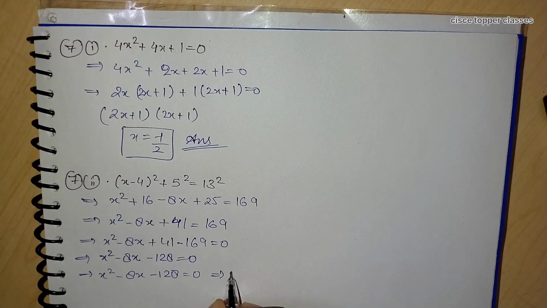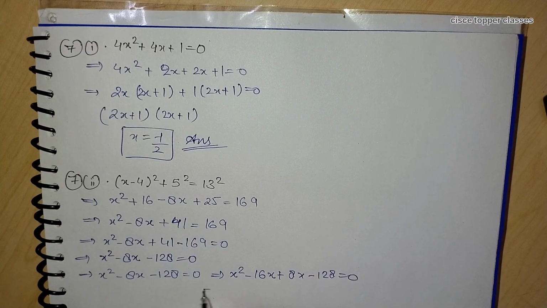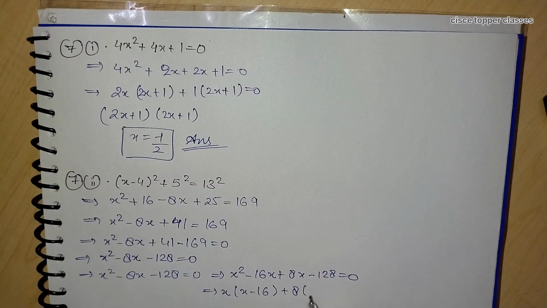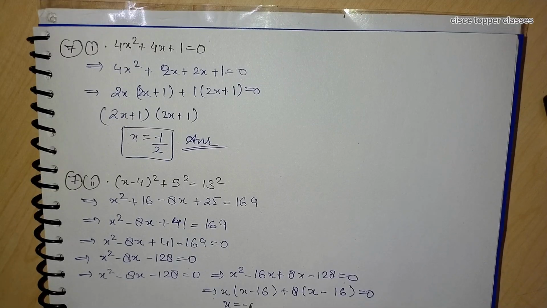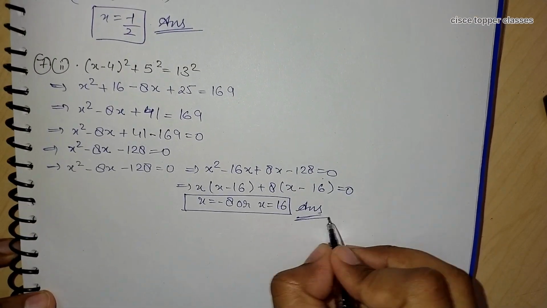So here we can write as x square minus 16x plus 8x minus 128 equal to 0. So x is common, x minus 16 plus 8 common, so x minus 16 equal to 0. x is equal to minus 8 or x is equal to 16 is the final answer here in this question. So this is the answer here in this question.